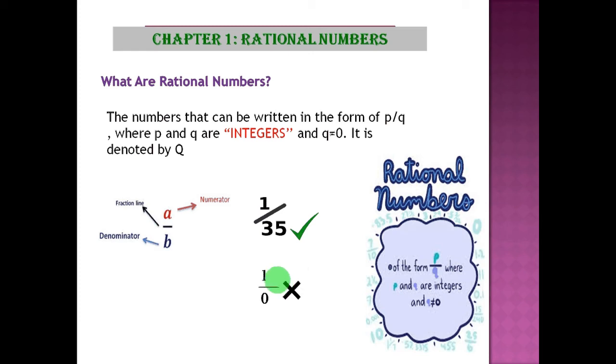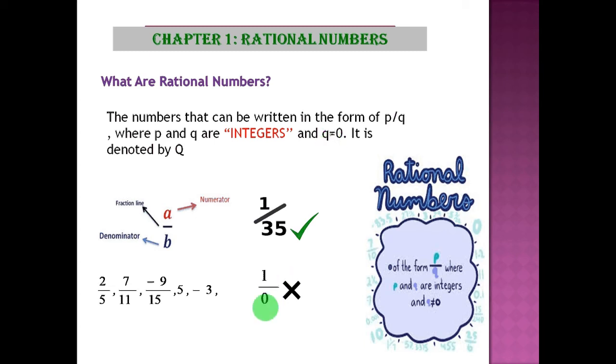The next is, here comes the important point. 1 is an integer, 0 is also an integer, but we should not write a rational number like this. This is the wrong way of writing a rational number. This is not a rational number. Why? Because you see the condition here, Q means denominator. The denominator should not be 0. Even though 0 is an integer, Q must not equal 0. This condition we have to follow.